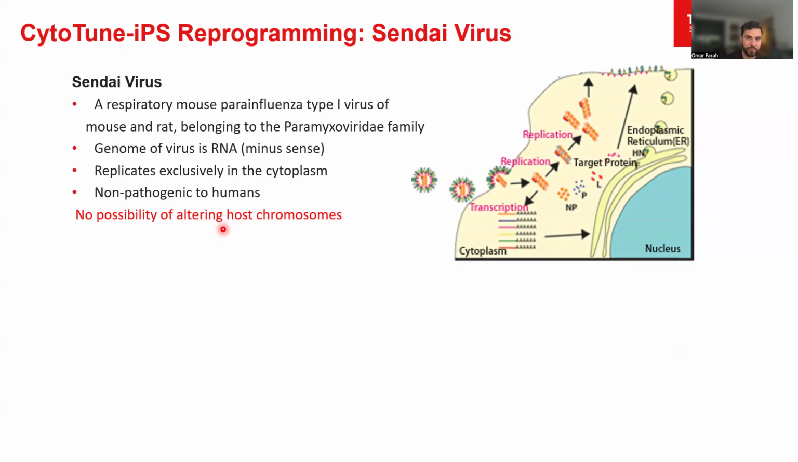But what about the Sendai virus method, right? So just as a bit of background, the Sendai virus is actually a respiratory mouse parainfluenza type 1 virus that is noted in rodents, right? It is an RNA-based virus. It replicates exclusively in the cytoplasm. It's non-pathogenic to humans, which is pretty important, but it also has a very, very low possibility of altering the host genome, i.e., it's one of those non-integrative methods, right?